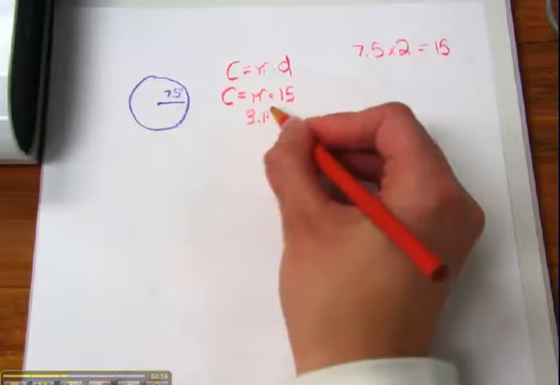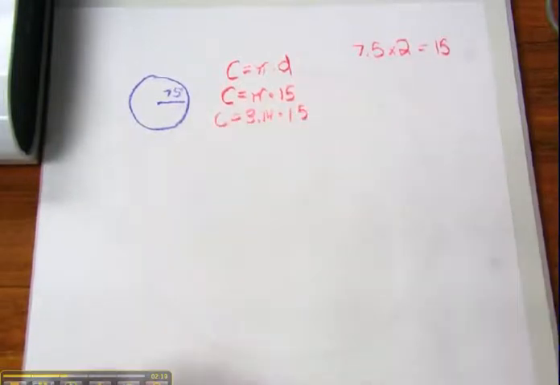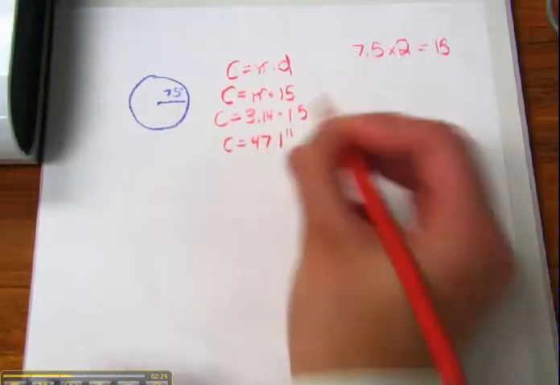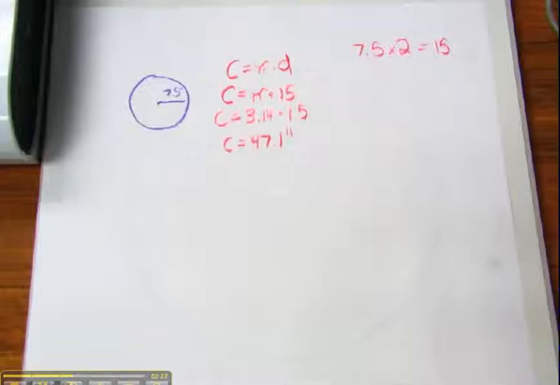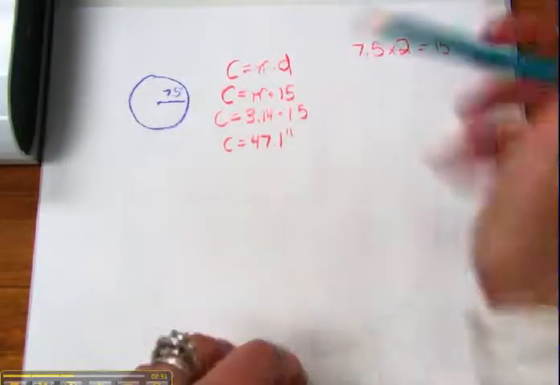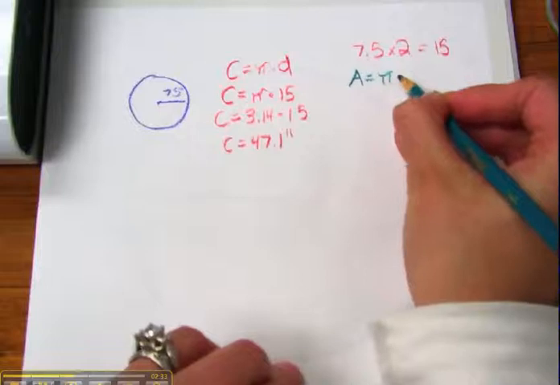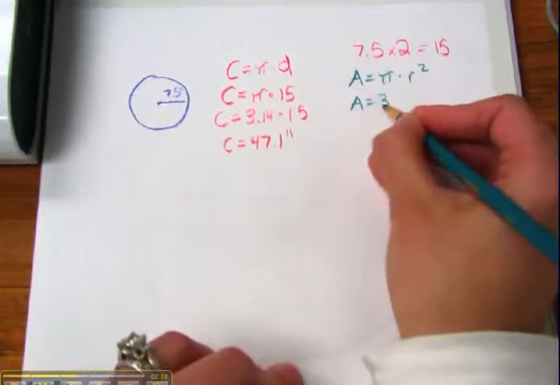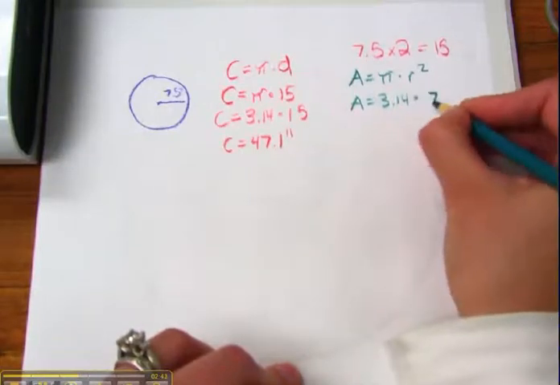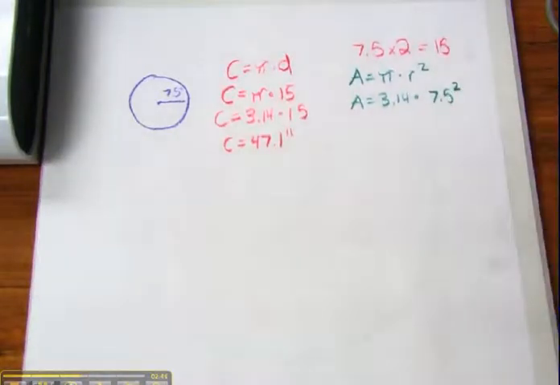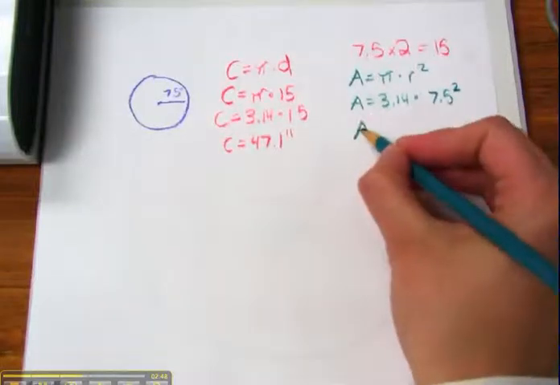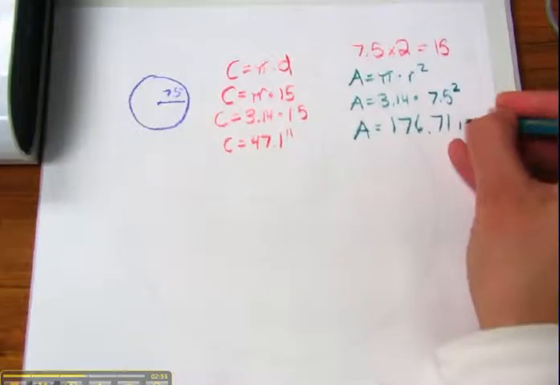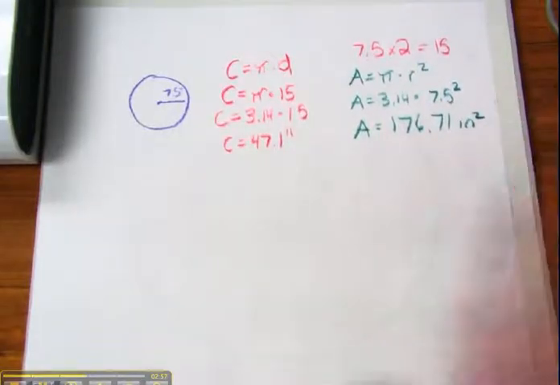Pi, of course, is 3.14 times 15. So I know my circumference turns out to be 47.1 inches. Always put your measurement on. What about if I wanted to find the area? Well, I know area is pi times the radius squared. And this one gives me my radius, so I know my formula will be 3.14 for pi times the radius, 7.5 squared. And when I multiply that all out on my calculator, I find that my area is 176.71 inches squared. Area is always in units squared.